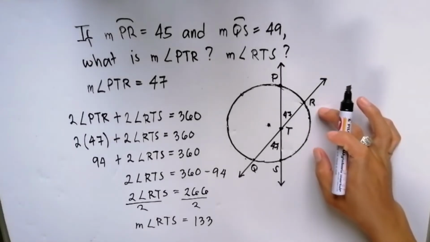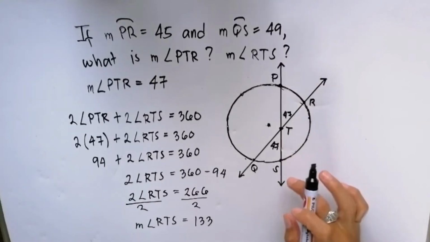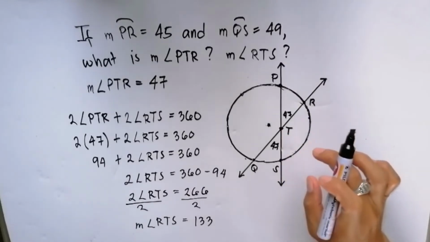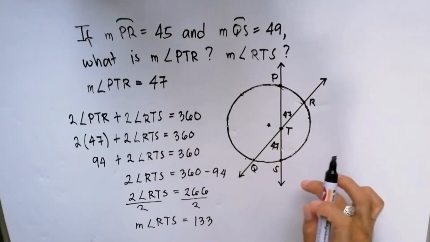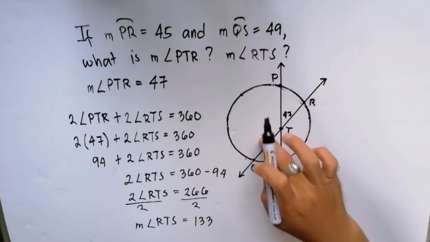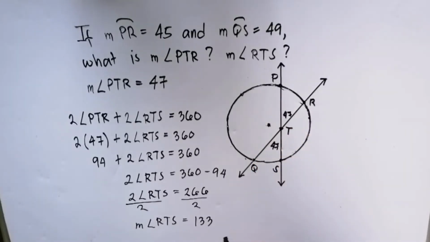So, if the measure of RTS is 133, since RTS is vertical angle to PTQ, therefore the measure of this angle is also 133.